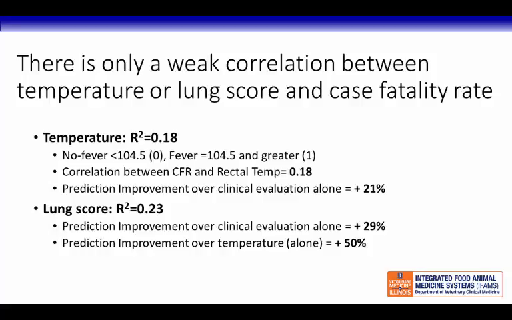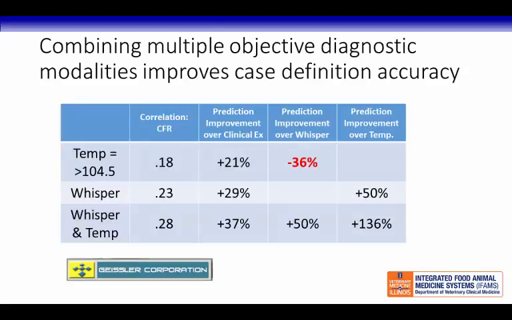And think about that. We're trying to measure two arms of our inquiry-based approach: what's going on locally in the tissue, hence the lung score, and what's going on with the systemic immune response, temperature. So if we combine those, adding temperature to the whisper gets us a 50% improvement over using the whisper alone. But more importantly, we're 136% more accurate when we combine those two modalities in the prediction of case fatality rate at the time of treatment. We now have a tool to measure a case definition with some degree of accuracy that allows us to track that data and model the system so we can go back and fix it.